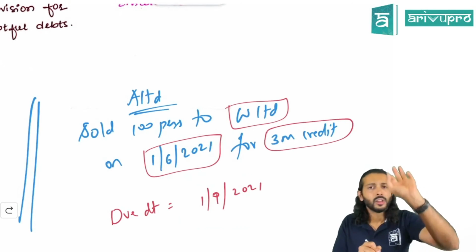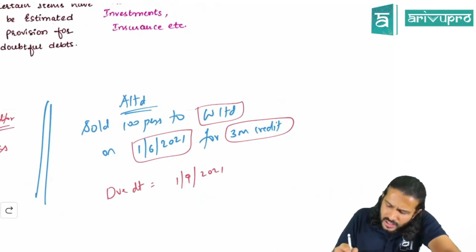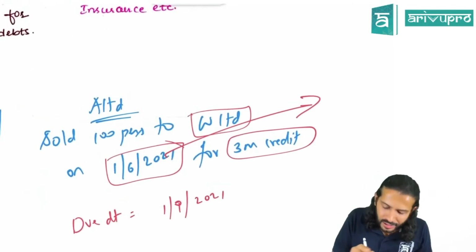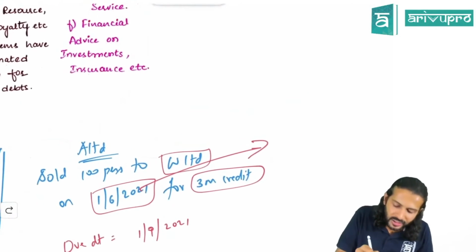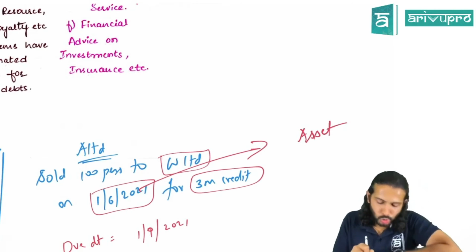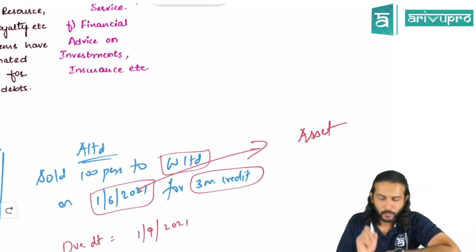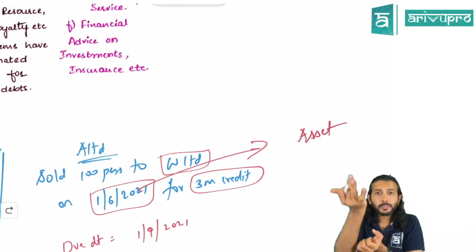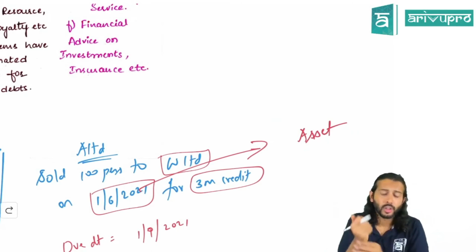Is that okay? Fair enough. That means on 1st June, if you prepare a balance sheet, does A Limited have any asset? Asset means something which the company should collect. Should they have to collect?